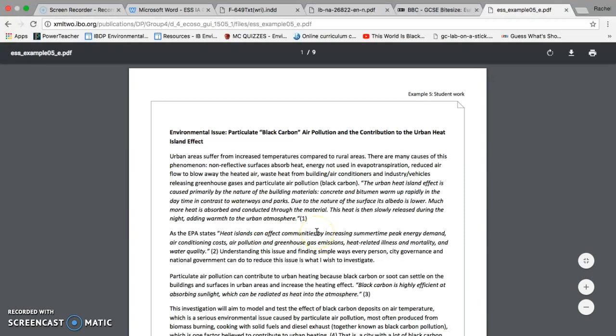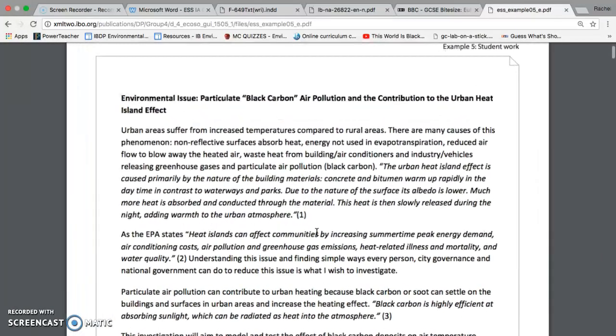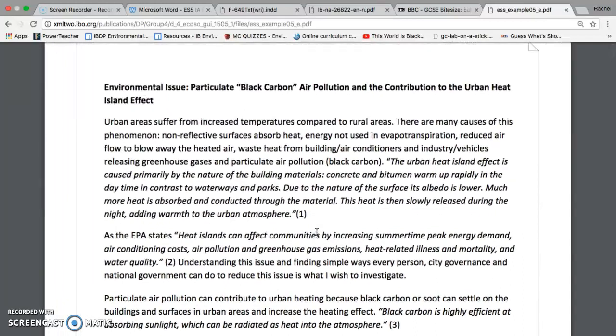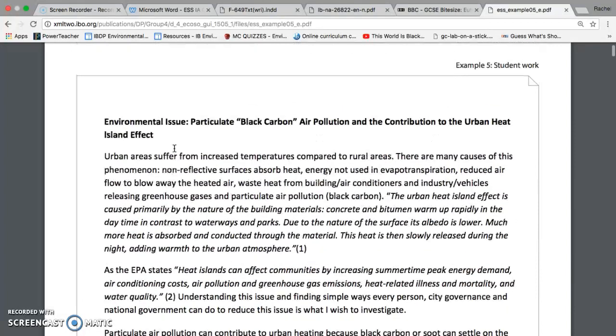If we open the student work, hopefully it'll load quickly. Perfect. So this person's work we're going to look at, so it says environmental issue, particulate black carbon, air pollution, and the contribution of the urban heat island effect. So this is something that we haven't discussed yet. It'll come up a little bit later next year. But I want you just to think about structure.